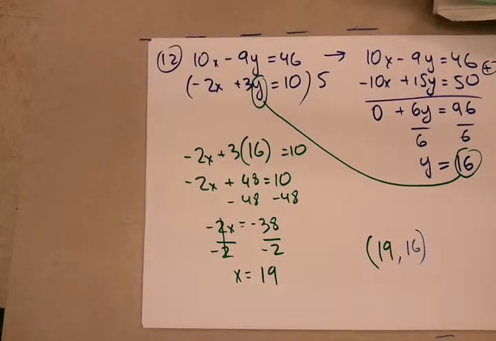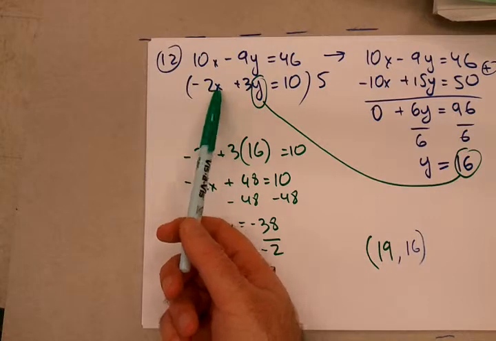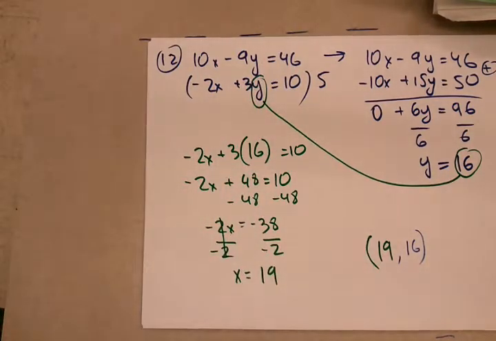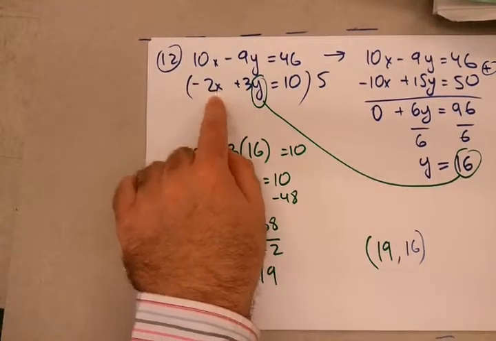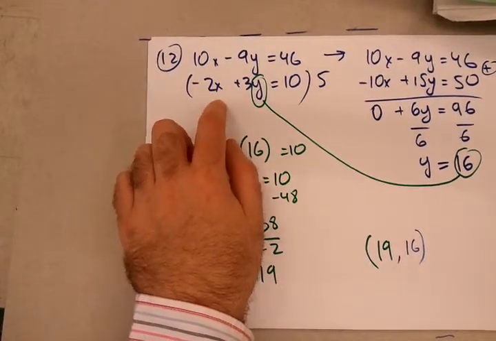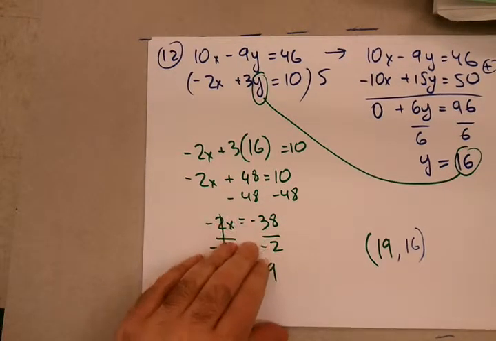So again, we modified the bottom equation so we could eliminate the x. You could have gone for the y as well, but I promise you that would have looked a lot uglier. So the GCF for the x was 10, so we modified the bottom one so we would have a coefficient of 10 next to the x by multiplying everything by 5. So that was 12. Let's take a look at 14.